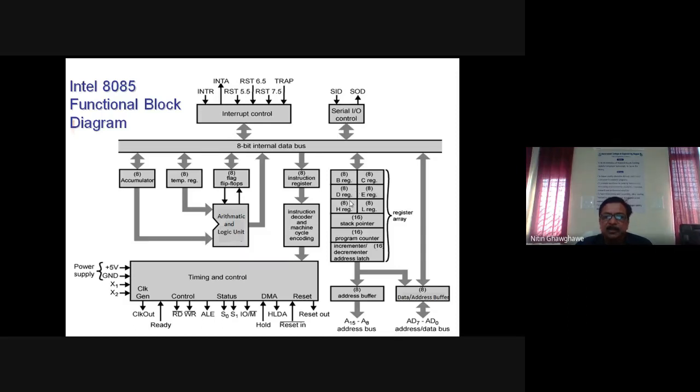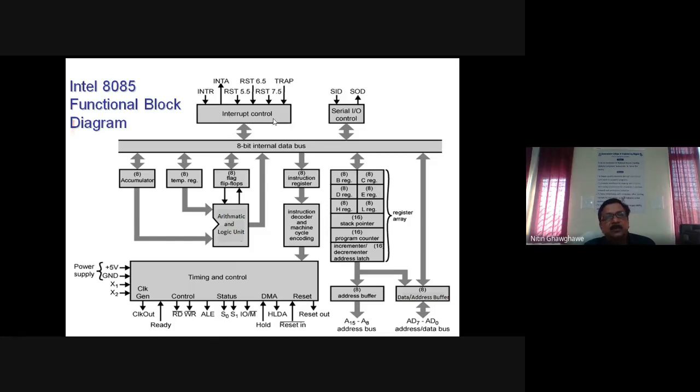Here, this is the register array. Okay, B, C, D, E, H, L, stack pointer, program counter. This is what you can call the register array. Further, this is the accumulator. It is a special type of register which is always involved in arithmetic and logical operations. Then temporary register, flags. What are the various flags? I will let you know later on. Then this is the arithmetic and logic unit, where arithmetic and logical operations are performed.